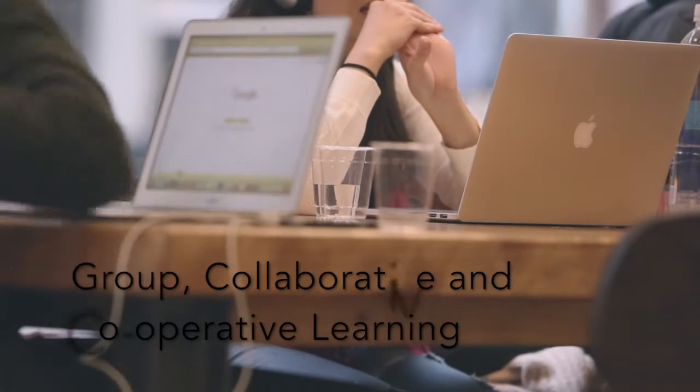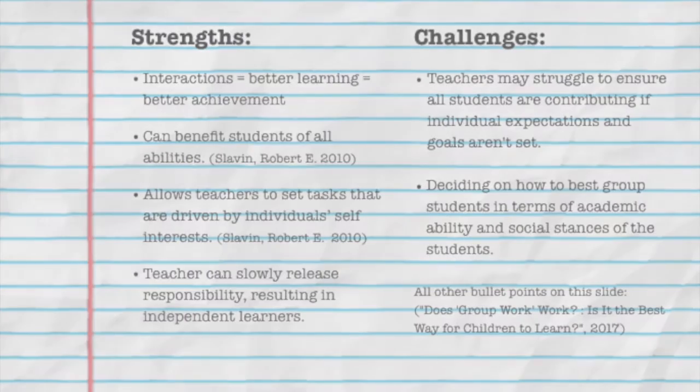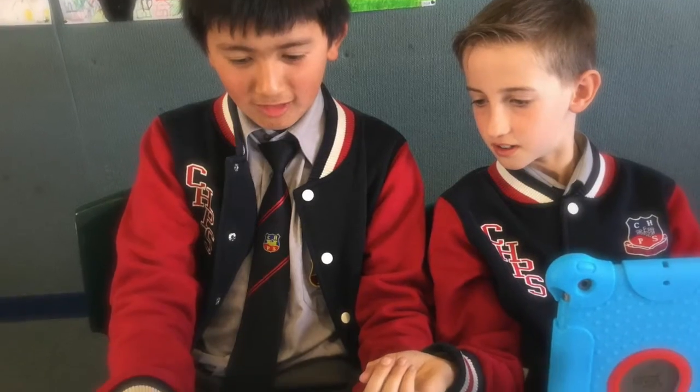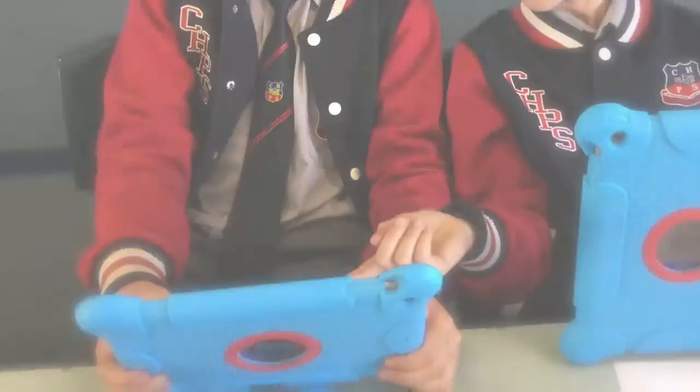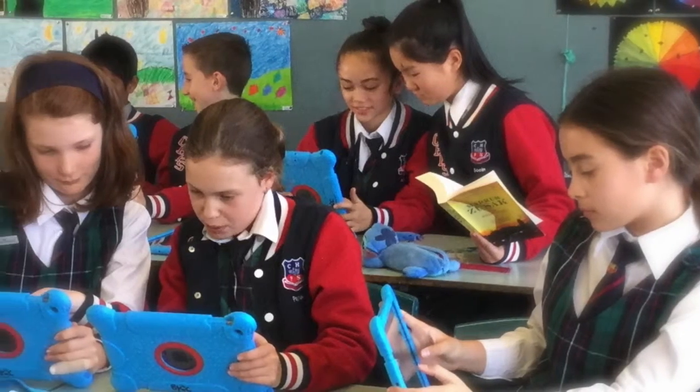Group, collaborative and cooperative learning space. A challenge for teachers when it comes to the group learning space may be that less able students may rely too heavily on other students to get the work completed. This can be avoided by structuring activities to ensure all students are being assessed individually on their contribution. This is known as the cooperative learning space, giving all students the opportunities they need to succeed regardless of their ability.